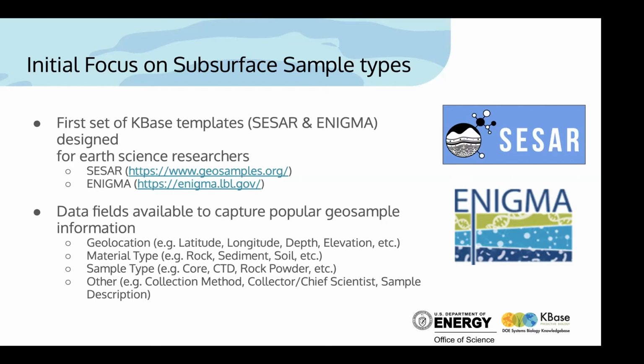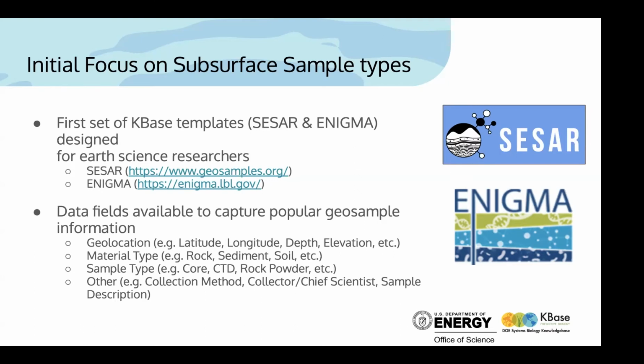So some of the data fields that are available to capture some of this information are the location. So where on the globe are you, latitude and longitude, as well as where are you in terms of elevation above sea level or depth into the soil or rock surface. What that material type is. So what is that physical sample made of, and how was it collected?